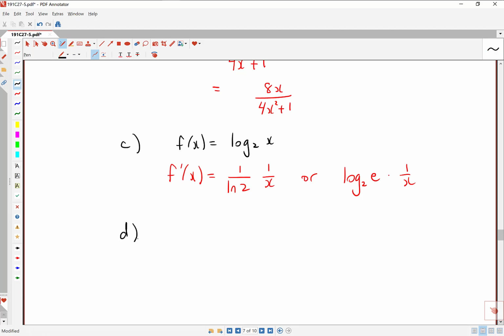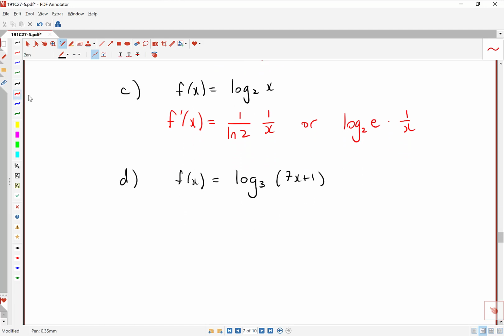Part D, let's see how this gets a little bit more interesting if we put an inside function on there. So let's say log base 3 of 7x plus 1. So there's going to be a chain rule going on because we've got this inside function here that's more complicated than just an x. So let's write down our derivative. So we deal with the outside function first, which is the log base 3. Taking the derivative of that, you go 1 over your inside function, and then because the log is to the base 3, the correction factor is 1 over ln 3. So 1 over ln 3 times 1 over 7x plus 1, all that stuff is the derivative of the outside function, and then we need to multiply by the derivative of the inside function, which is 7.